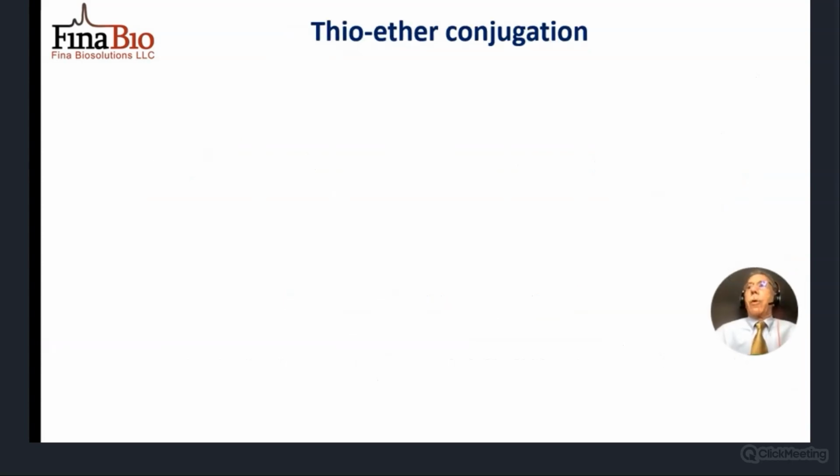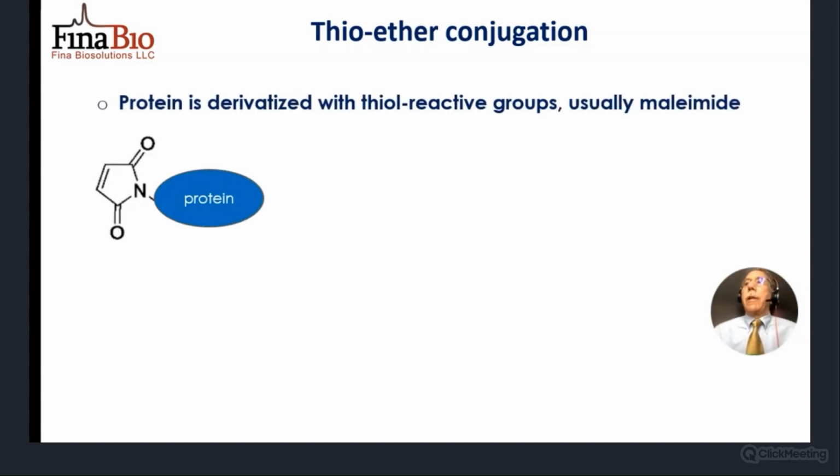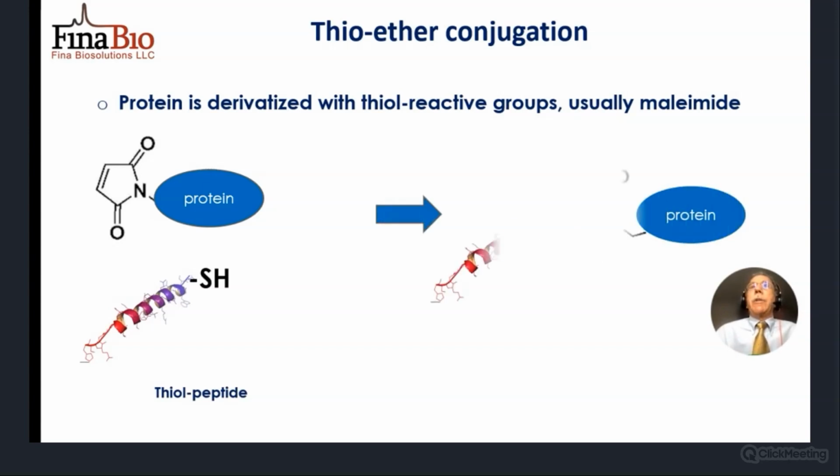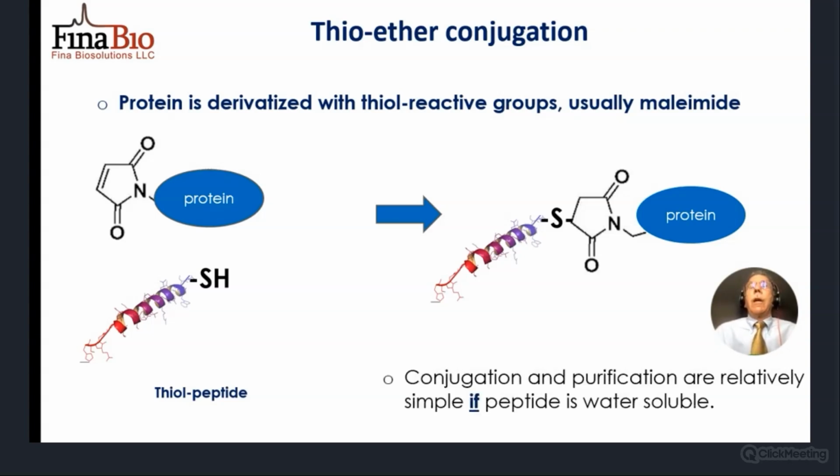In this talk, I'm going to be focusing on thio-ether conjugation. Specifically, the protein is derivatized with a thiol reactive group, such as a maleimide, and the peptide is synthesized with a thiol in the form of a cysteine. In happy circumstances, you just combine the two and your conjugate's done. All you need is a simple cleanup. In practice, however, it's not unusual to find the conjugation to be much more challenging. So let's look at all the components in more detail.